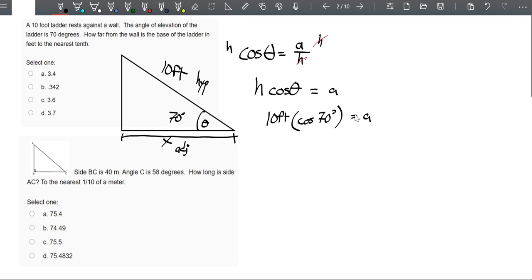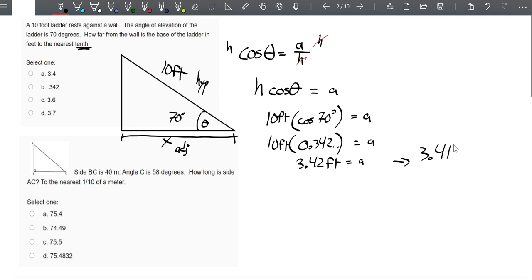which is a. The cosine of 70 degrees is 0.342, etc. Keep all those values in your calculator. Or if you can enter it all at once, that's good too. And if I multiply that by 10, I get 3.42. And that's feet. So this is to the nearest tenth, which is 3.4 feet. So this side here is 3.4 feet long, which is going to be A.